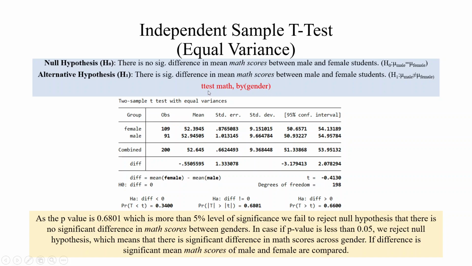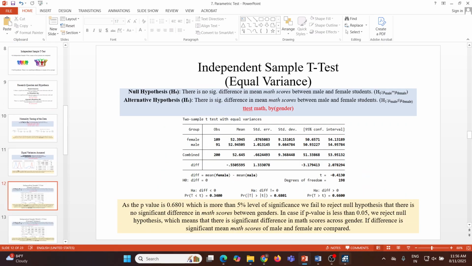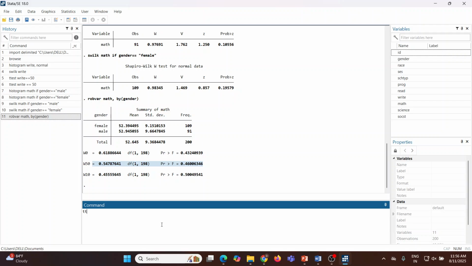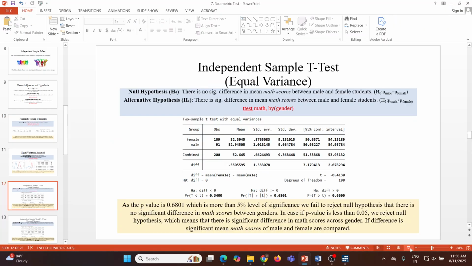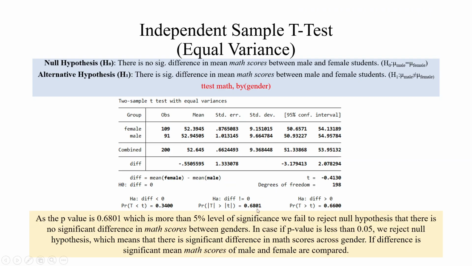The command line is t-test math, comma by gender. So again we will go here, t-test math, comma by gender, enter. One tail, and the center one is two tail. As our alternative is two tail, our interpretation will be from here. So let's proceed further. It's 0.6801.